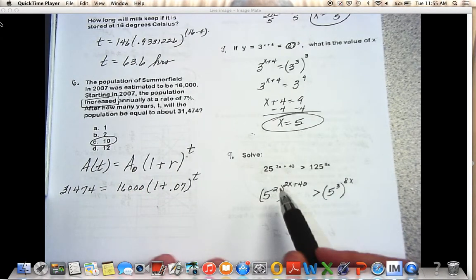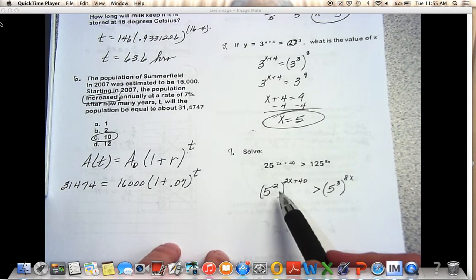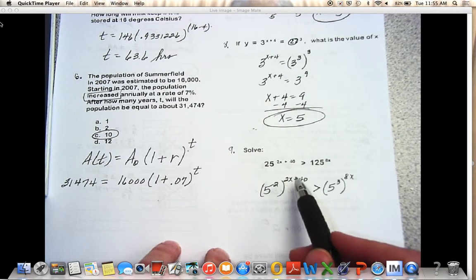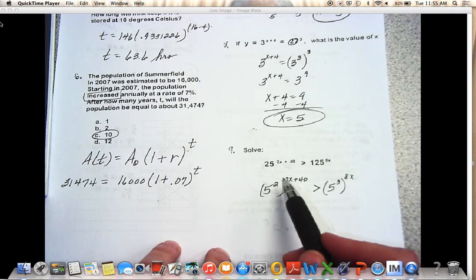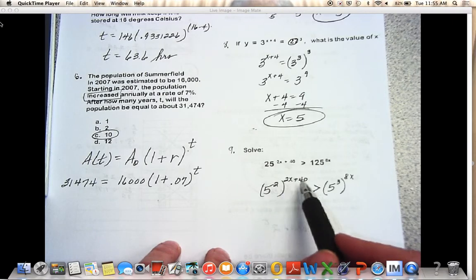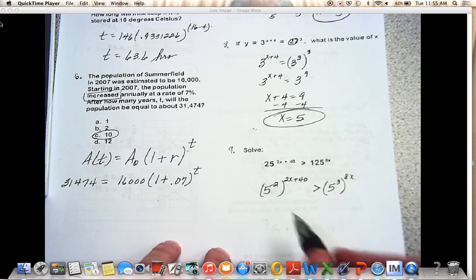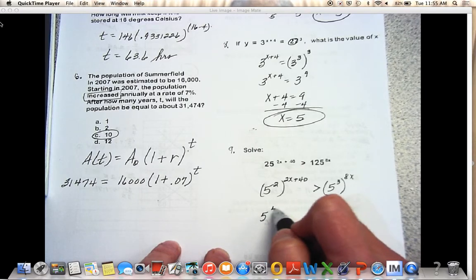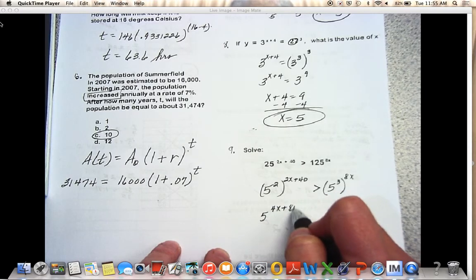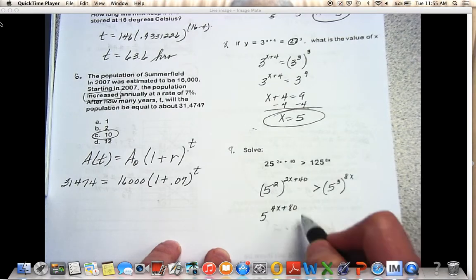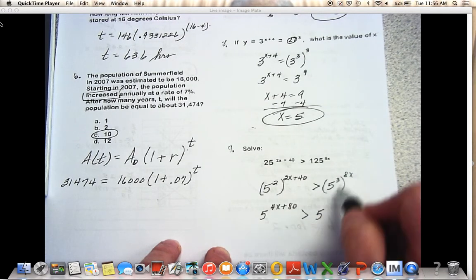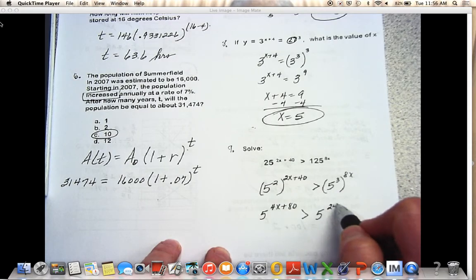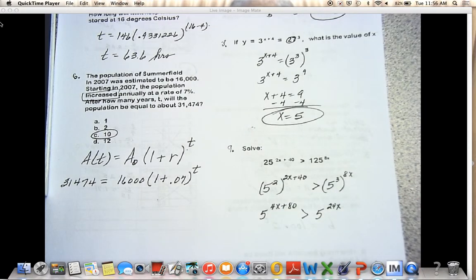All right. Here's where y'all have to be careful. This power to a power. When you have the 2 terms up here, you need to make sure that you multiply each term. Right? Distribute. So you'd have 5 to the 4x plus 80 greater than 5, and up here I would have 3 raised to 8x would be 24x. I think I said that funny.